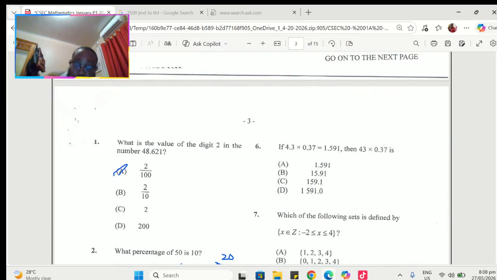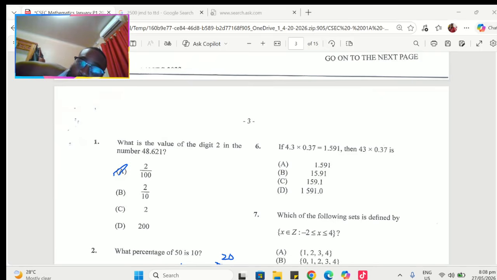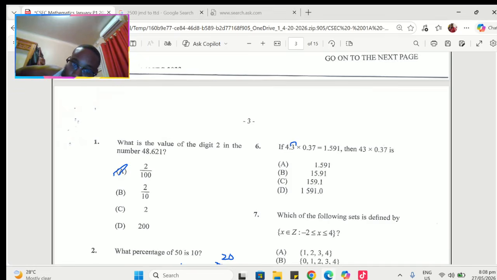Number 6 now. If 4.3 multiplied by 0.37 is 1.591, then 43 multiplied by 0.37 is, so let's see, to go from 4.3 to 43, I'll have to move this point to the right once, right? And the 0.37 stays the same. So all I'm going to do is move this point to the right once as well. So that will be 15.91. So the answer will be B.